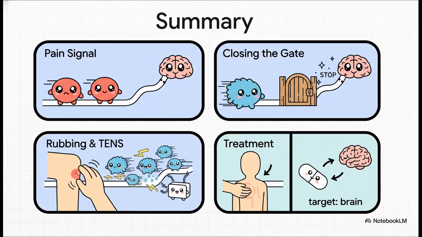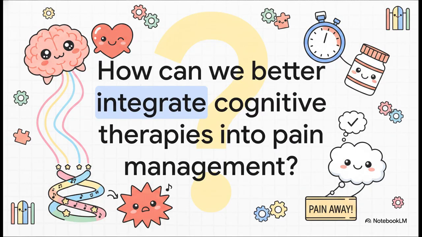So, to wrap it all up in a nutshell, we have a basic pain alarm system carried by slow nerve fibers. But, critically, there's a gate in the spinal cord that can be closed either by faster touch signals coming in or by top-down control signals coming from the brain. This simple, elegant idea explains everything from why we rub a bump to how advanced therapies like TENS and even opioids actually work.